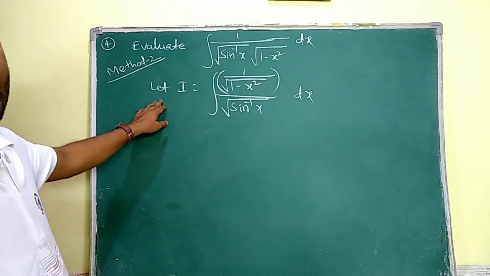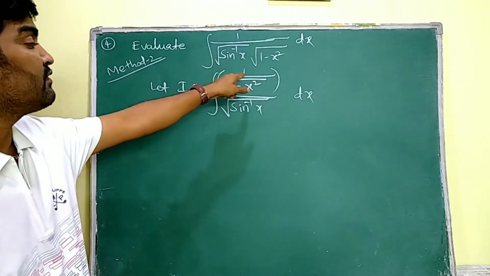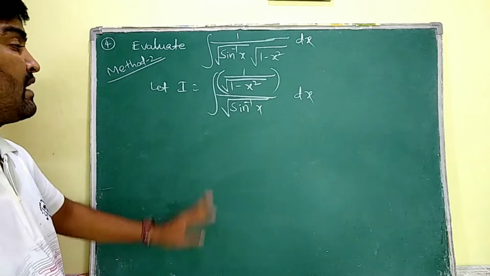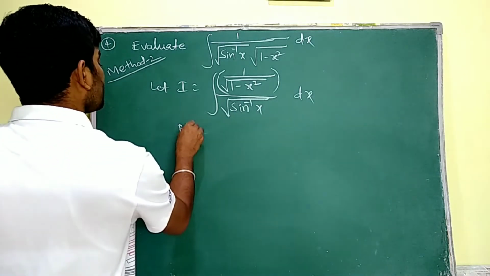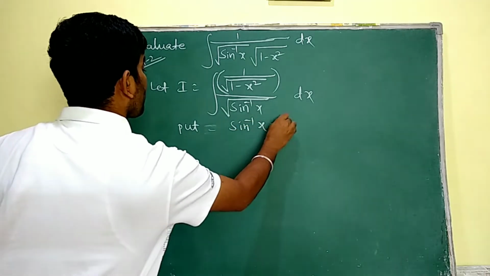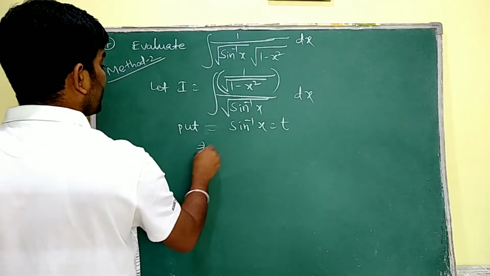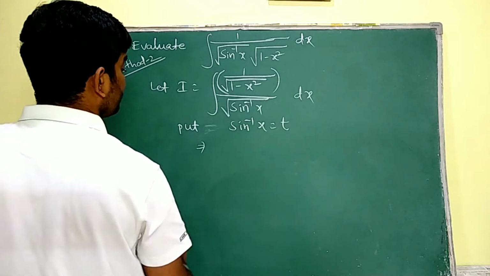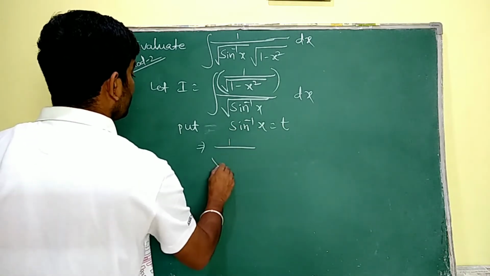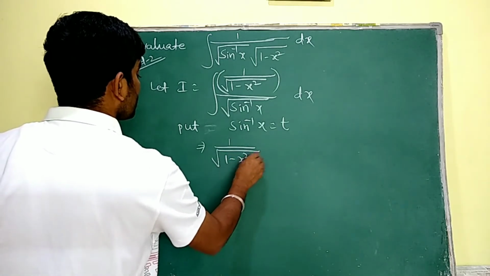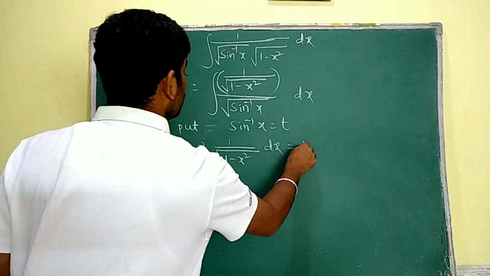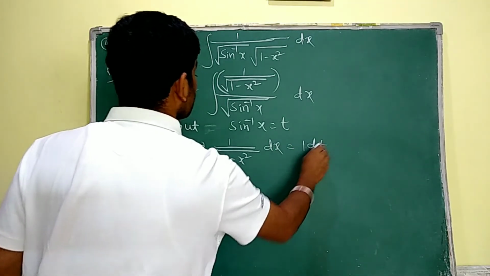See, for this, let I is equal to integral 1 by root over 1 minus x square, by root over sin inverse x, into dx. Here put sin inverse x is equal to t. So differentiate with respect to x on the left side and t on the right side. So d by dx of sin inverse x means, we know, 1 by root over 1 minus x square. Just we have to write dx here. d by dt of t means 1 into dt we have to write.